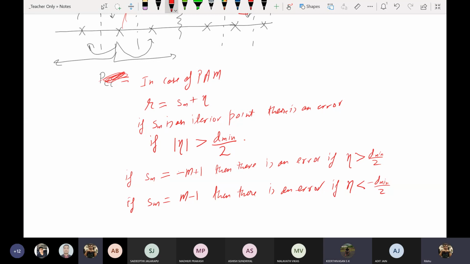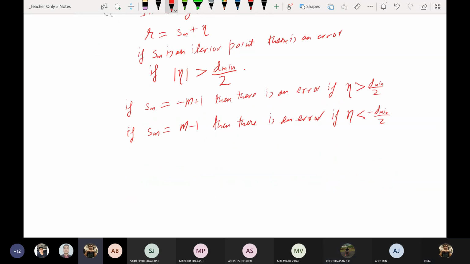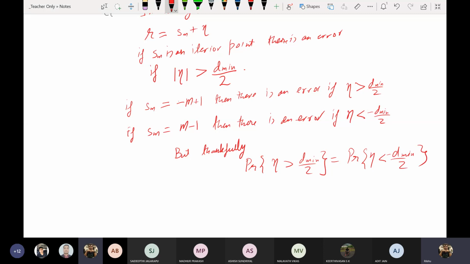Yes, sir. Yeah, great. So now, thankfully, the probability of eta being greater than d min by 2 equals the probability of eta being less than minus d min by 2 equals half the probability of the magnitude of eta exceeding d min by 2, because Gaussian random variables are symmetric.